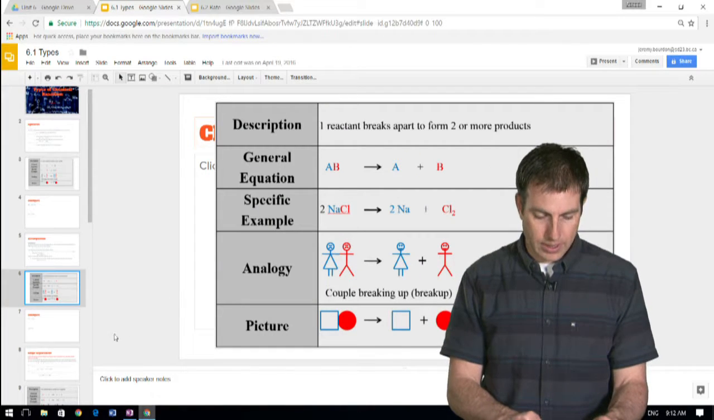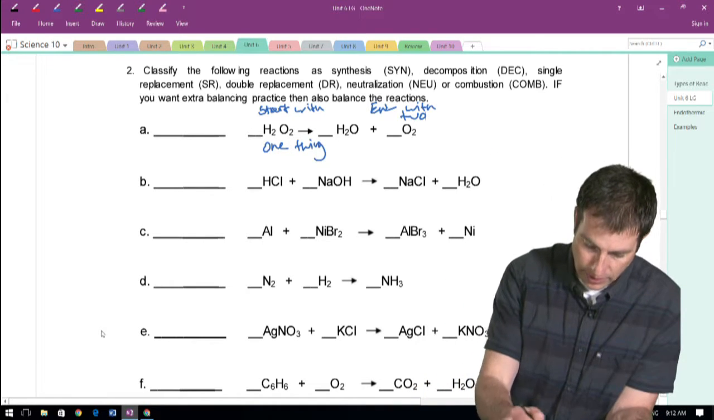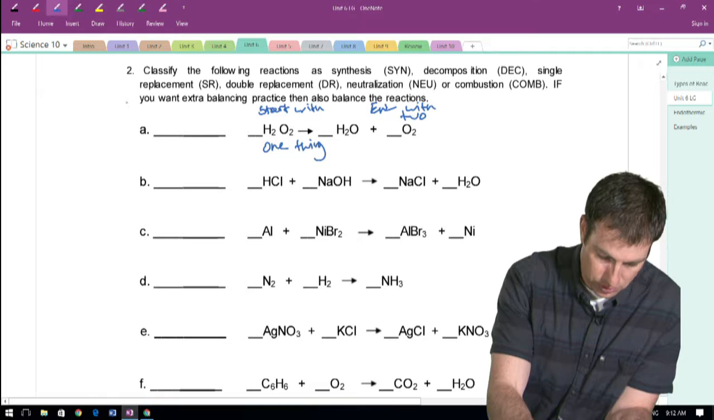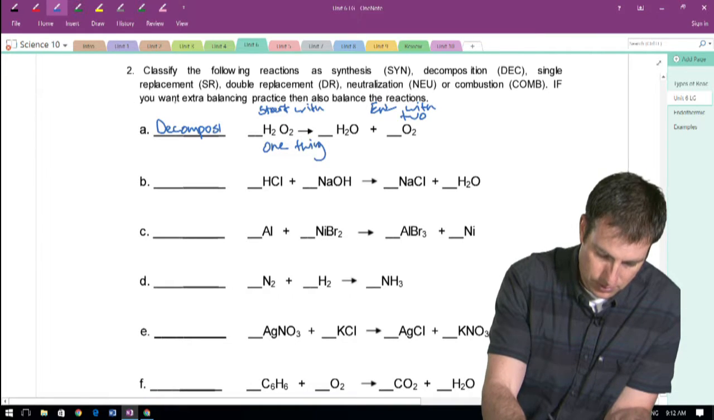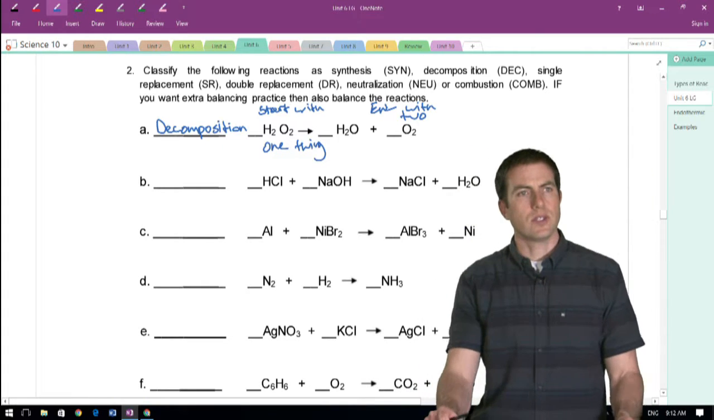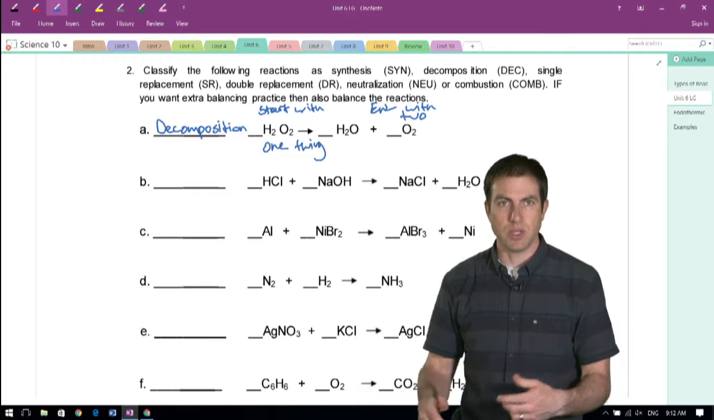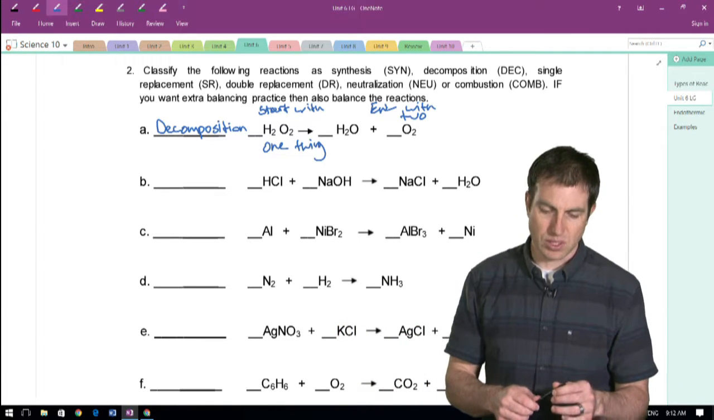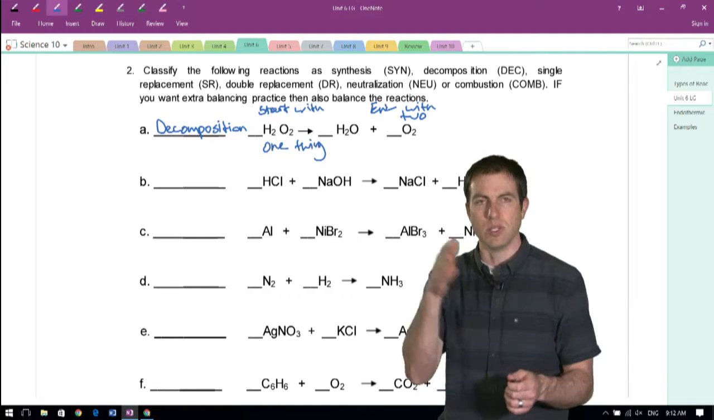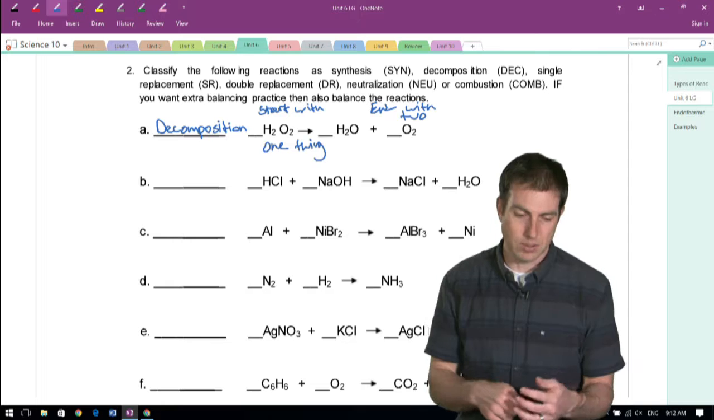So if I go back, I need to identify it, and it says I can use DEC for decomposition. I have enough room, I'll write it in. All right, so that's a decomposition. I start with one thing, it falls apart and breaks into two separate things. Maybe a bit confusing because it's not just breaking into H2 and O2, kind of like water would. It's breaking into water and oxygen, but you get the idea.